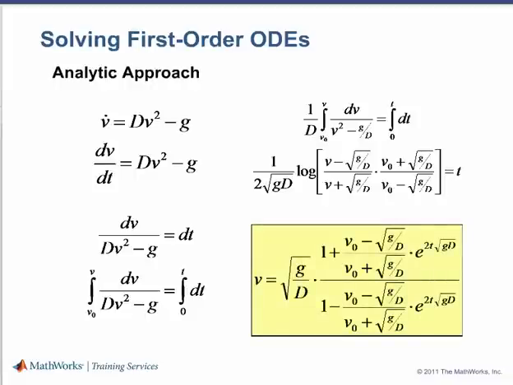However, finding an analytic solution is possible only for a small subset of ODEs. And even if a solution is available, it may be too complicated for the behavior of the system to be obvious. For example, it is not clear just from inspection that this solution will asymptotically approach terminal velocity.